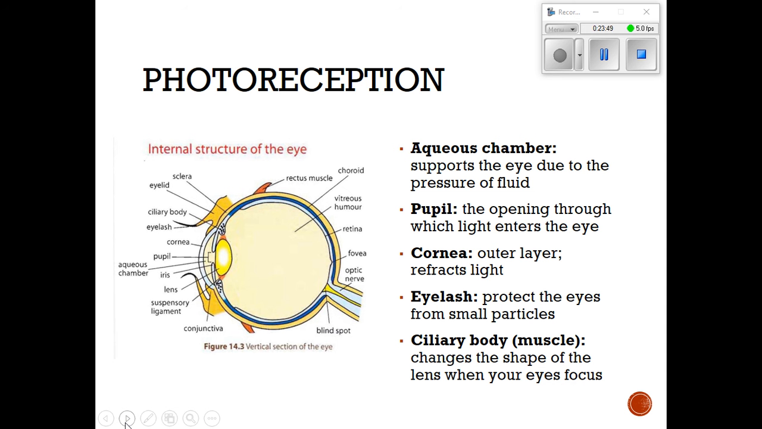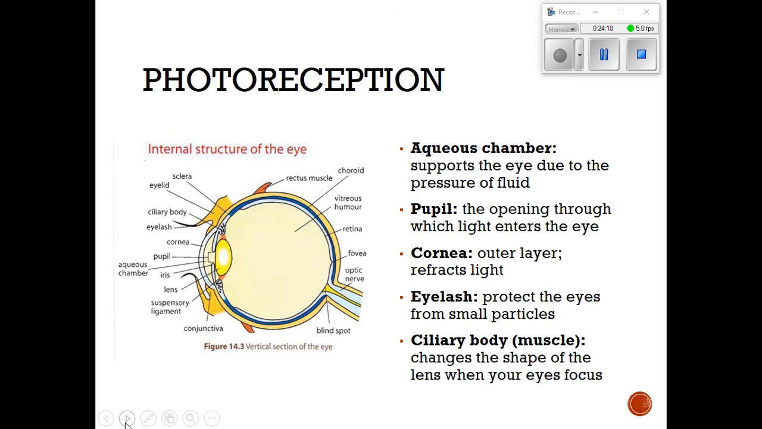Now the ciliary body is attached to that suspensory ligament, which also shows up here. So it's all the way around the lens, but we're not going to label it every time that it shows up. So we've got aqueous chamber, pupil, cornea, eyelash, ciliary body. Anyone have questions they want to ask on any of those structures?